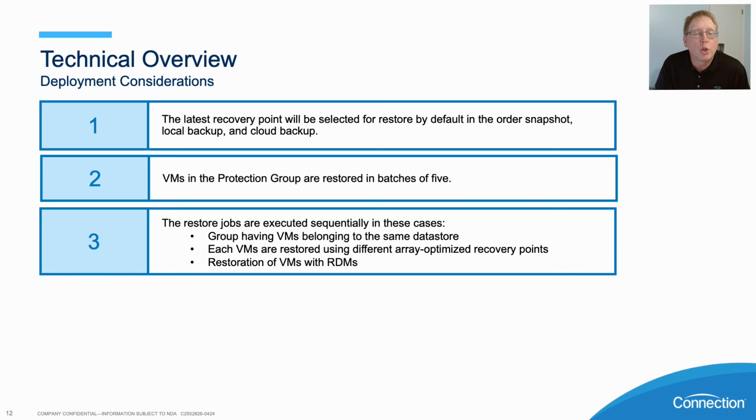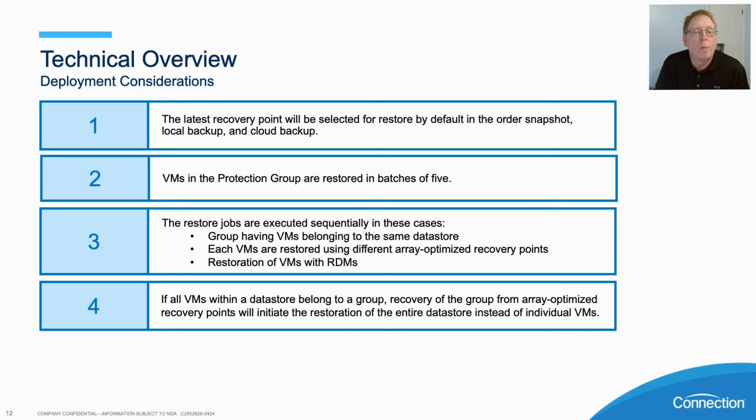Restore jobs are executed sequentially when you have these groups of VMs belonging to the same data store, as an example. So I may have VMs that are restored using different array optimized recovery points, for example with an Alletra MP, and I can restore the VMs also with RDMs. Okay, so that is also supported. We can also have VMs within a data store belonging to a particular group.